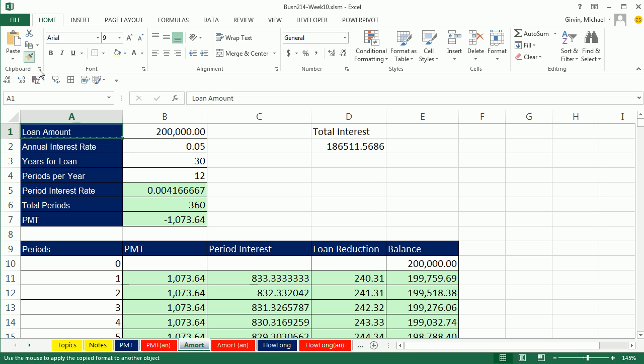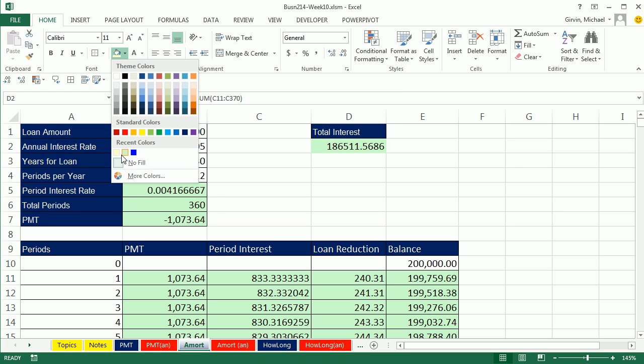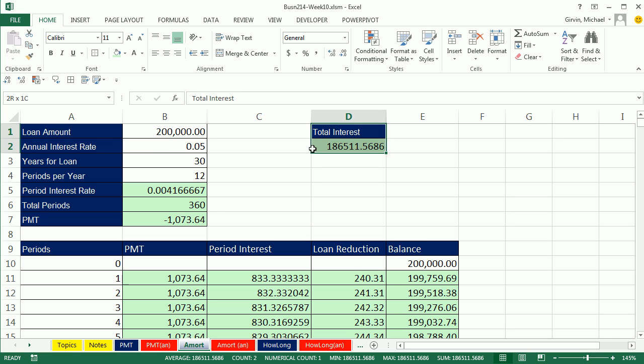I'm going to copy this formatting with my paintbrush. This one I actually could have done the paintbrush there too. That's a lot of interest. And I want to show you another option too. There's a function called CUMIPMT, which would be the cumulative payment interest.